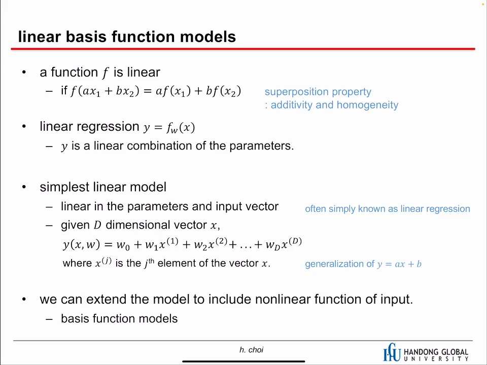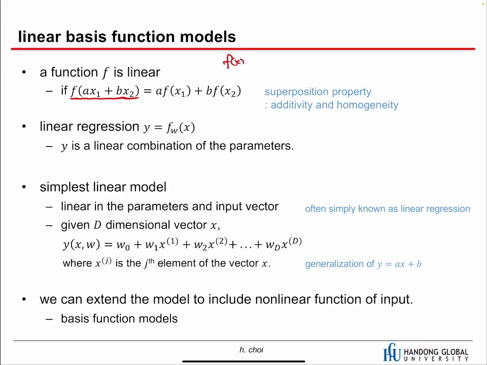Okay, so as regression models, we're going to talk about linear basis function models. So before talking about regression, what is linear? When the function f is linear, then it satisfies this equality. f of ax1 plus bx2 is a f of x1 plus b f of x2, which means it satisfies the superposition property. Okay, so let's take a simple example.